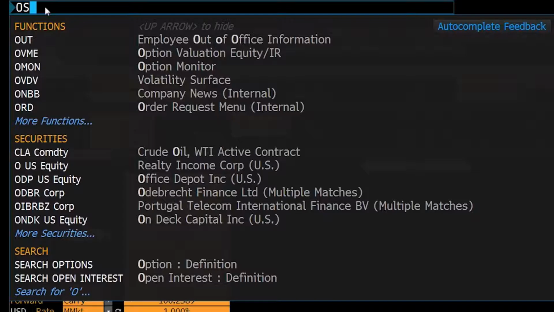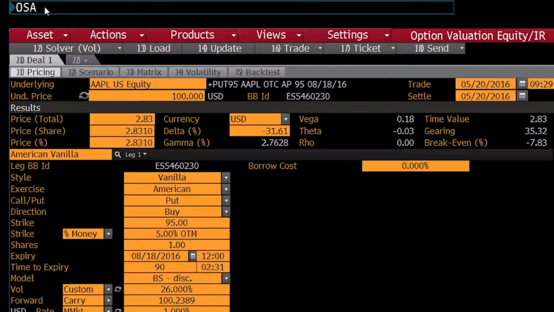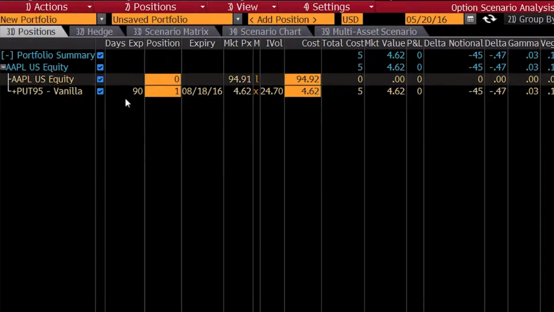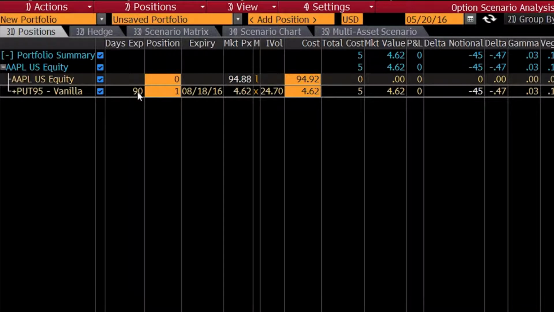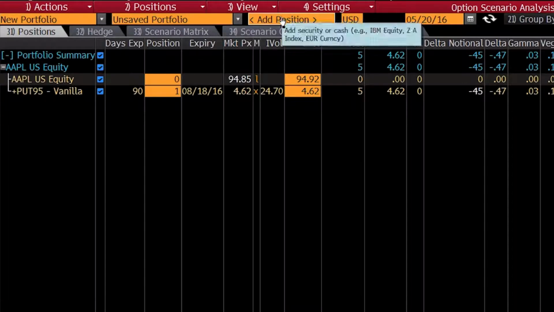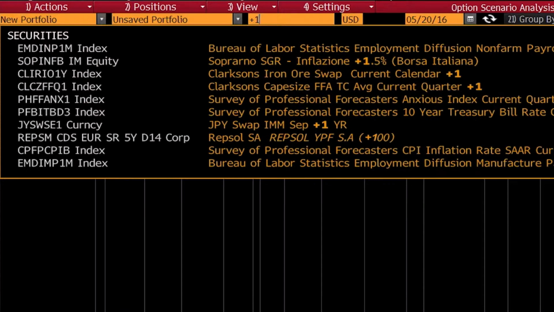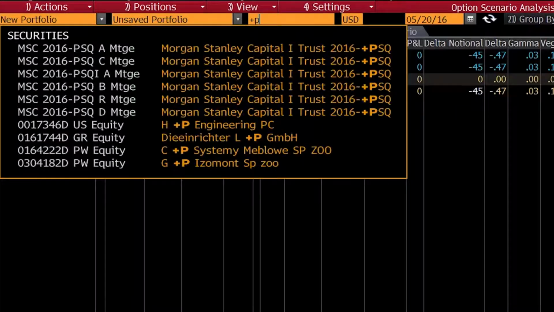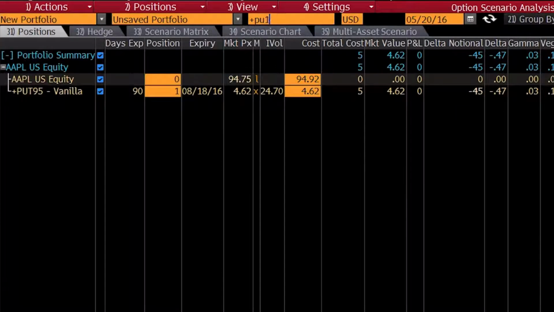Now, straight away, I'm going to type OSA as a shortcut to get me not only into the option scenario analysis function, but it will open with the last option deal I had showing on the screen, which was the 95 put. So that position is already in place. 90 days to expiry, it's a 95 put. Up here is a box that says Add Position. So I'm now going to add. The plus is part of the code. The plus doesn't mean add in a position, it just means that's part of the code. It's called the plus PUT 100.